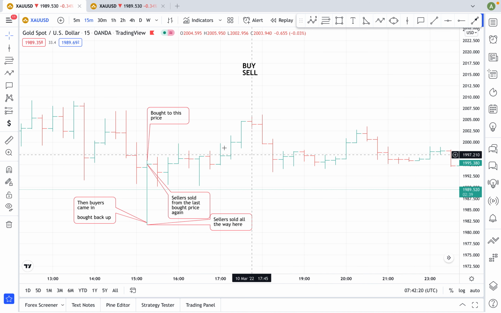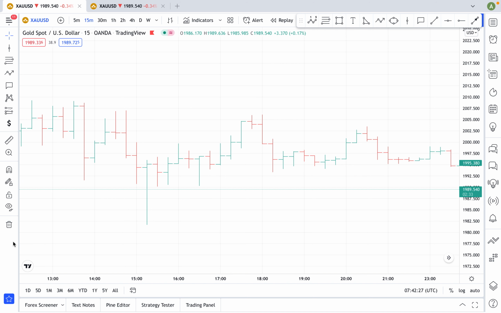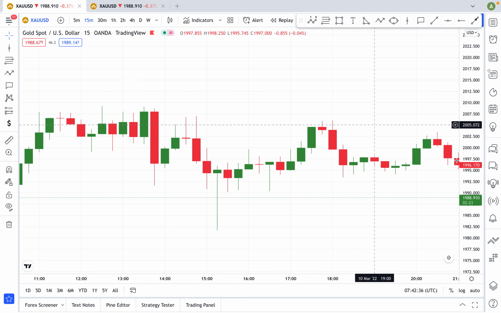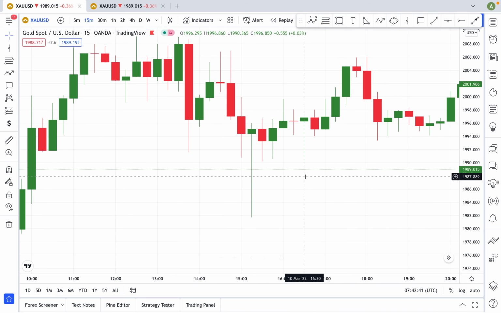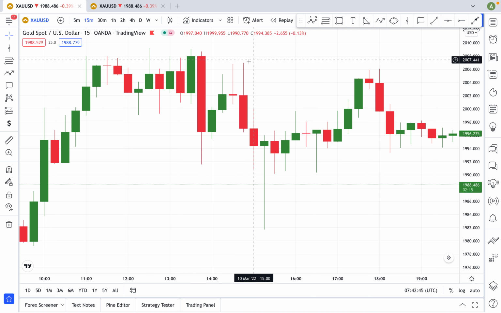So this is about that for the bar chart. And then let's go to candle. This is the most essential. I'm actually going to take you through these ones too, but we don't really need them. Yes, this is a candle. Exactly. You can really understand this now. I just have to take you through that one.